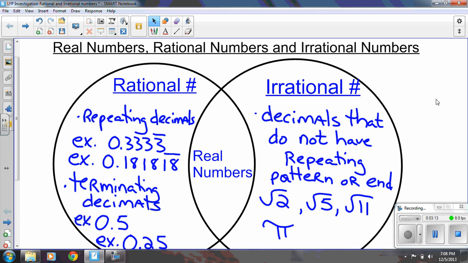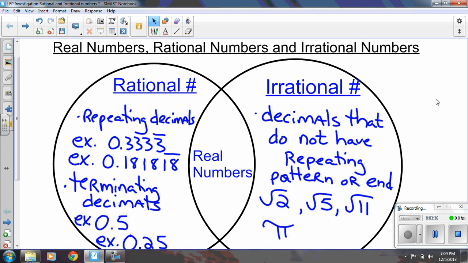Now, how this is all tied together is that you can see in the center the words real numbers. Rational numbers are real numbers, and irrational numbers are also real numbers. So that's why they overlap in the middle. They're both considered real numbers, and they both have their own definitions.